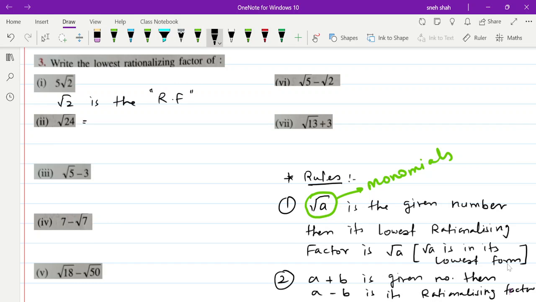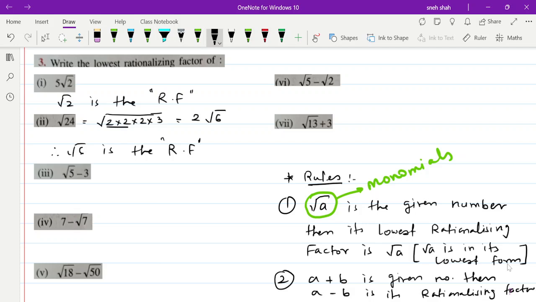Here, the square root of 24 in the second sub-question is not in its lowest form. So we will reduce it to the lowest form by prime factorization. We see that 2 can come out of the square root and now the number becomes 2 root 6. So just like in the first sub-question, 5 root 2 has the rationalizing factor root 2, 2 root 6 will have a rationalizing factor of root 6. Therefore, we say that root 6 is the rationalizing factor.